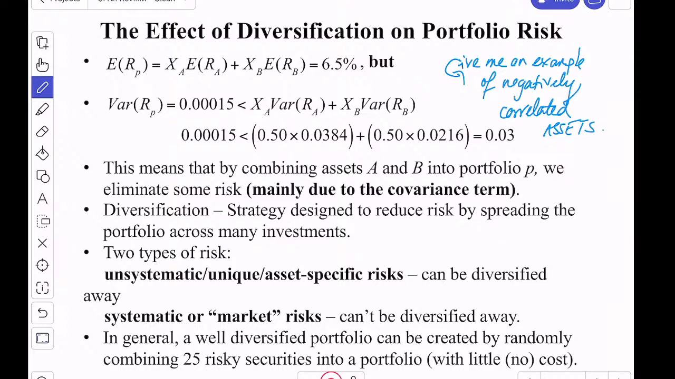Companies in gold versus other companies, those would be negatively correlated. Another negatively correlated set of companies would be investing in construction companies and the tourism industry.